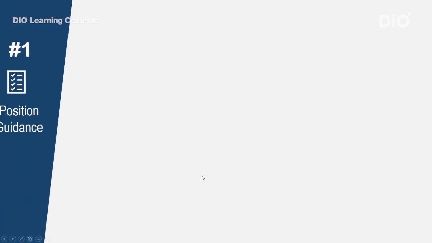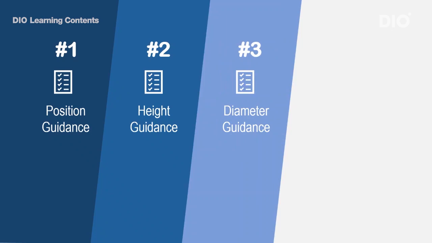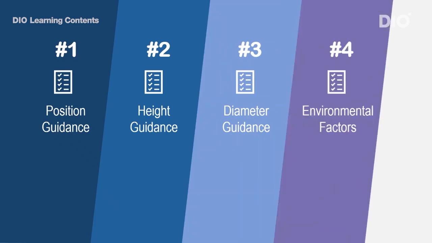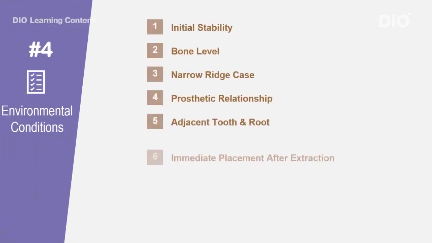Last time we learned about the general concepts such as position, height, diameter to consider in the planning stage. Today, I will explain the method of positioning the implant according to the environmental factors in the oral cavity. There are 8 environmental factors to consider in the planning stage.